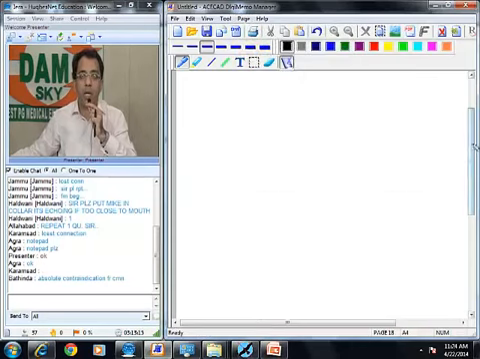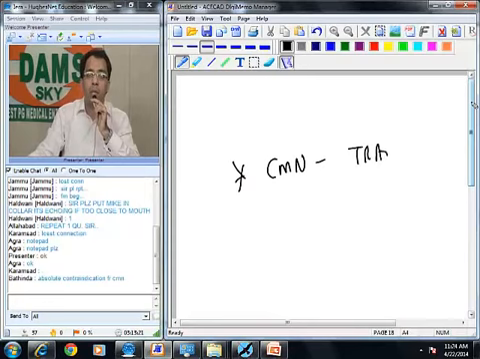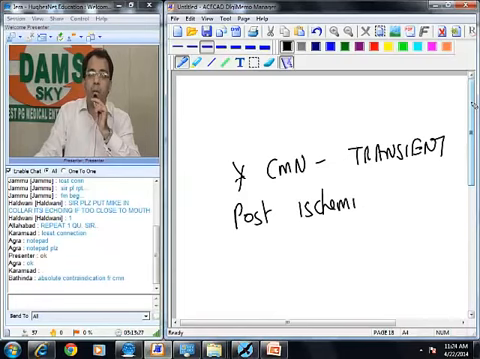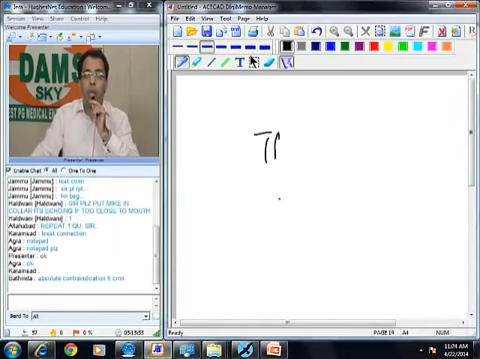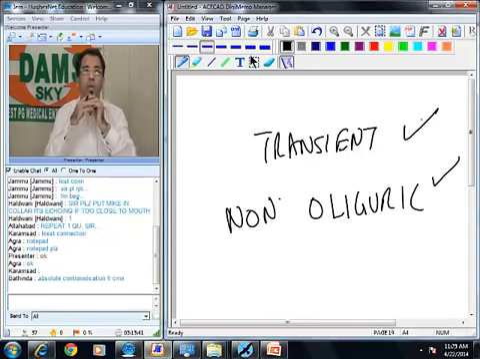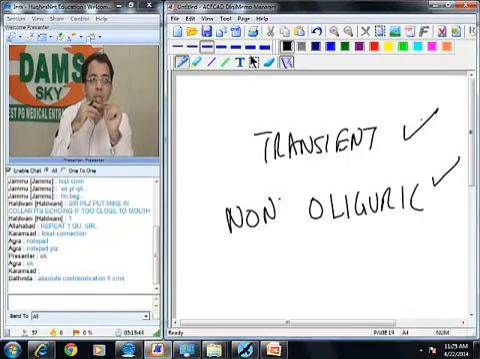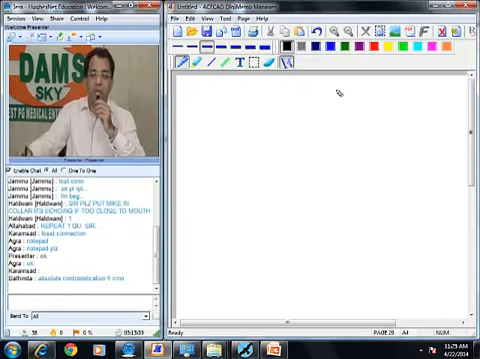Another question which has not been asked here, which is likely to be asked: please remember, contrast mediated nephropathy is a transient, post ischemic, non-oliguric type of nephropathy. This is the question that you will get again. When you get nephrotoxicity because of iodinated contrast, it is a transient phenomenon and it is without oliguria. Very important.